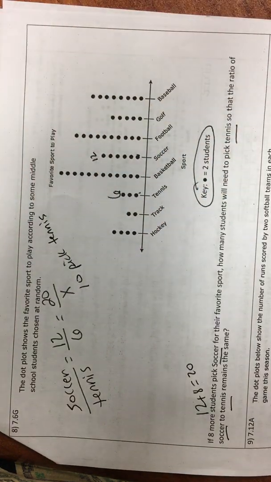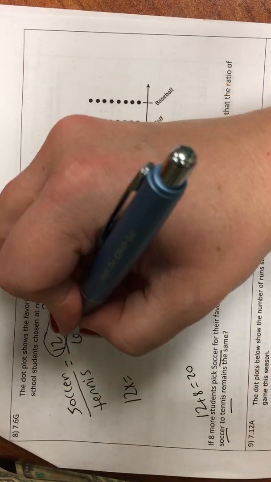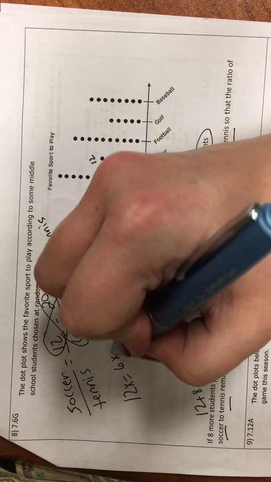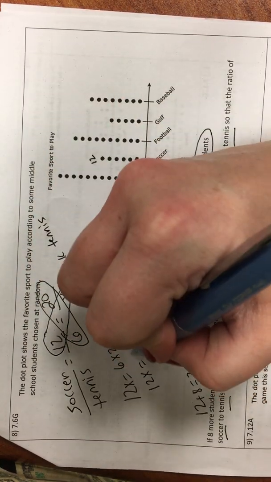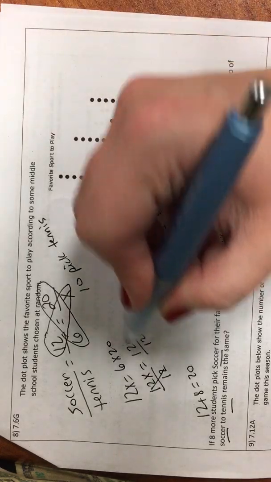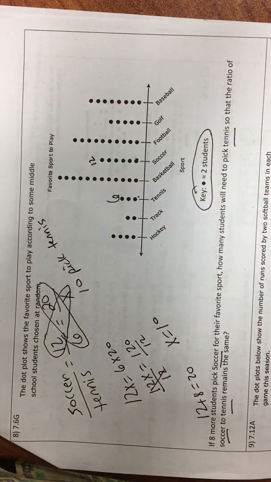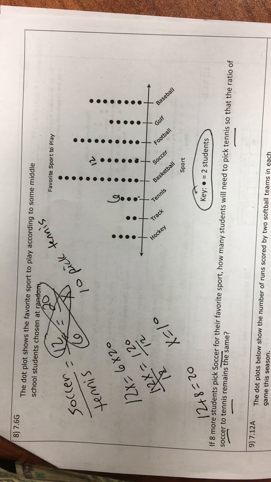So 10 students are going to need to pick tennis. Okay, so sometimes you can see the relationship in your proportion. If you can't see the relationship, then cross multiply. 12x is equal to 6 times 20. So 12x is equal to 120. Divide by 12, and 12 goes into 120 10 times. So we need 10 kids to pick tennis for the ratio to stay the same.